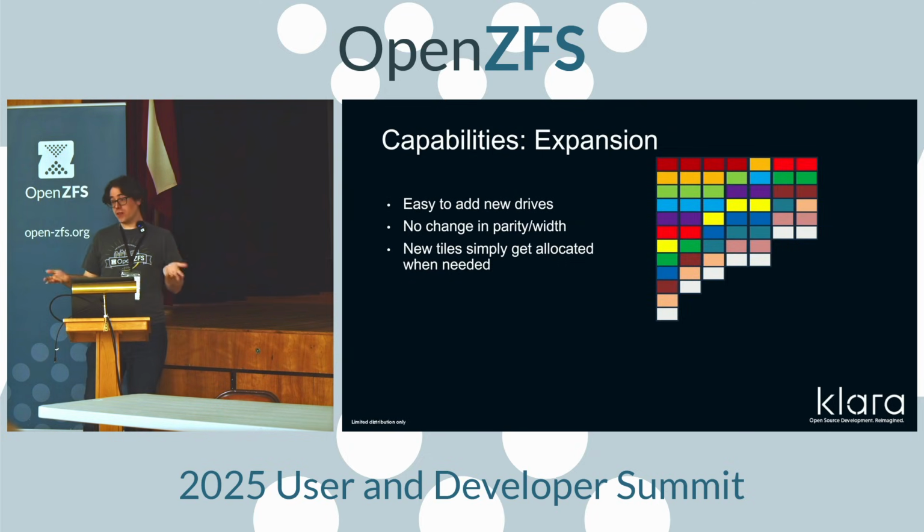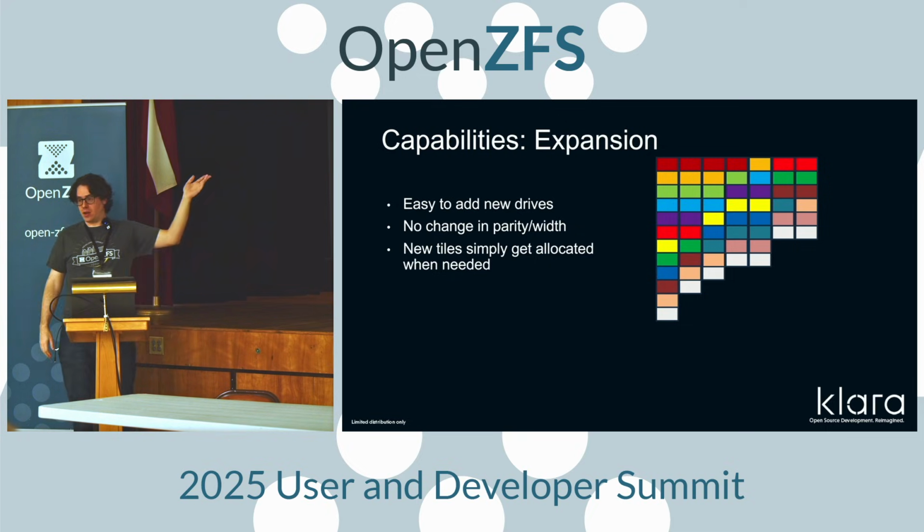Let's talk about some of the other new things it can do that other VDEVs can't do or can't do in the same way. So one of the things is expansion. With this architecture, it's very easy to add new drives to the VDEV and have that space be available. You're not changing the parity or width of the way we actually write out the data, like the way that RAID Z expansion works. We simply add a bunch of new tiles that get used to back more logical tiles, and it makes more space available in the VDEV.